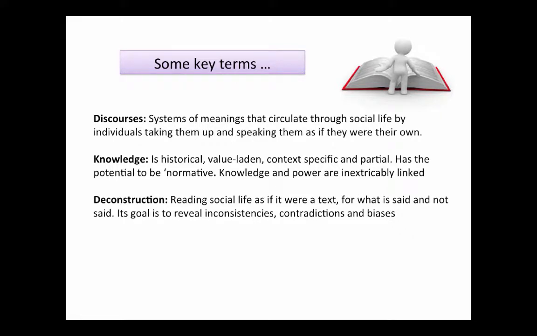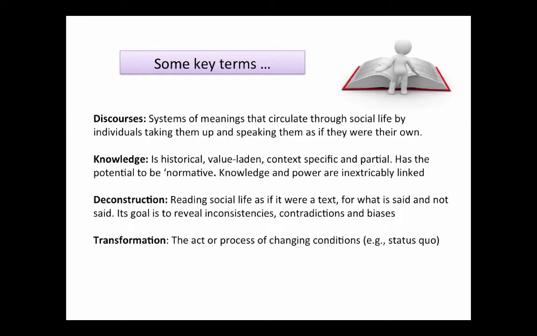Deconstruction is an interesting concept, particularly associated with Gail Canella, post-structuralist, postmodernist. And she talks about reading social life as if it were a text. You've got to look for what's being said, what's not being said, and what messages are being sent and received in the spoken word of the social life, the actual interactions, but also what's not happening and what's not being said. And the goal of deconstruction is to reveal inconsistencies, contradictions, and biases, and very importantly, so that you can reconstruct what's happening in a more informed and enlightened way, if you like.